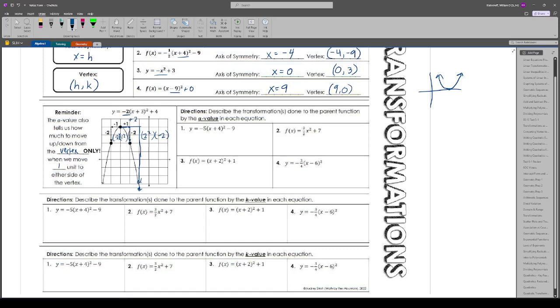Describe the transformations by the a value in each equation. Well, we can describe all of them. So let's describe all changes. First of all, negative is a vertical reflection. So it's flipped upside down.